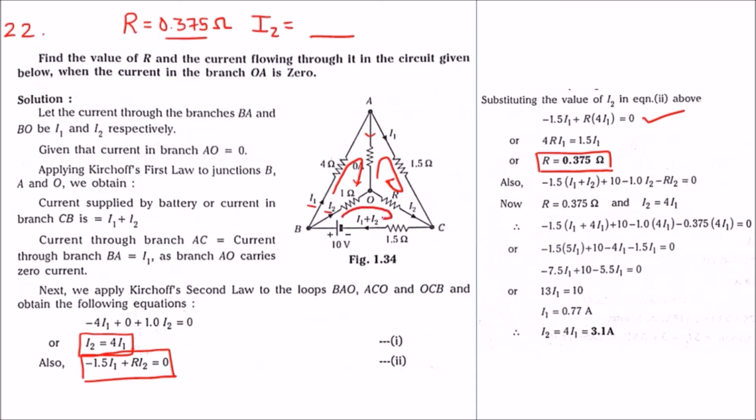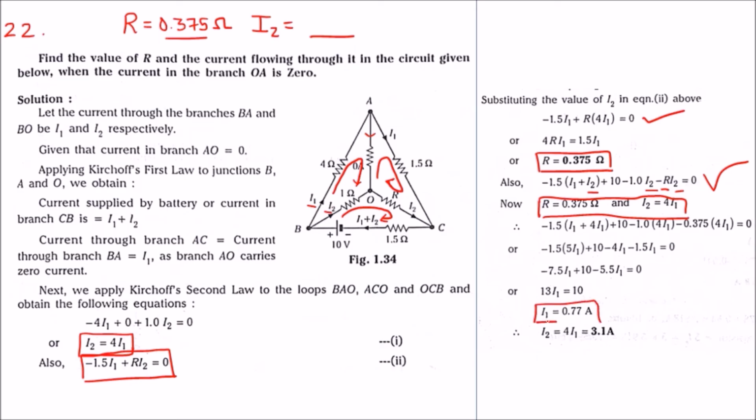So we will also apply Kirchhoff's second law here. When we apply it, we get minus 1.5 into I1 plus I2, plus 10, minus 1.1 I2, minus R I2, is equal to 0. Here we know the value of R, and I2 is in terms of I1. So we will apply this in this equation, and with some simplification we will finally get the I1 value.